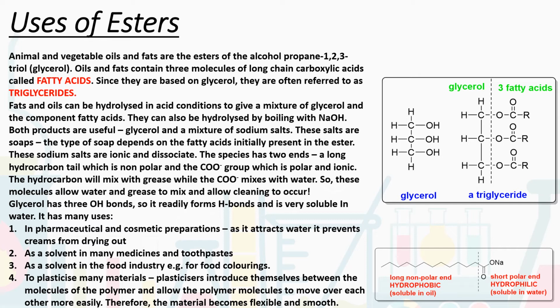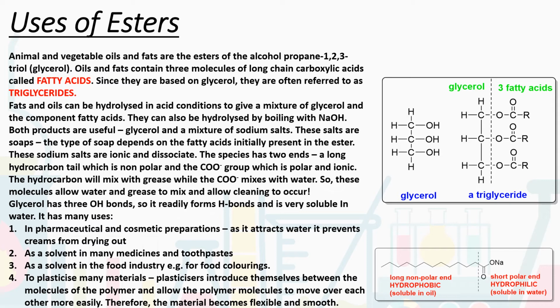And so these sodium salts are ionic and they dissociate, and so we have what we call an RCOO-, essentially this carboxylate end of it. And so this carboxylate end of it is polar, and we call it hydrophilic. It likes water. Being a polar part of the molecule, it likes the polar water molecules, and so that part of it is soluble in water.